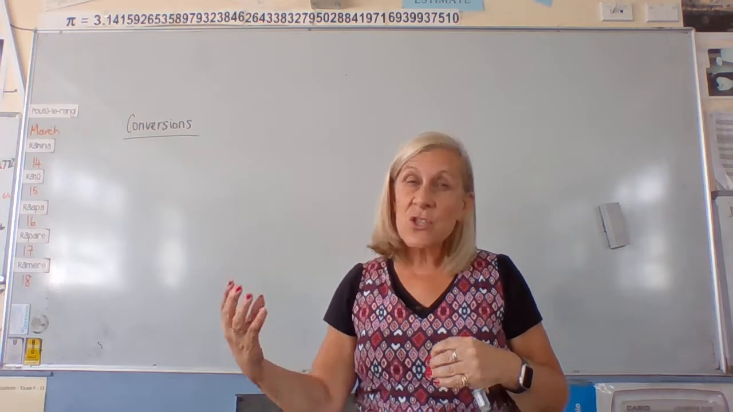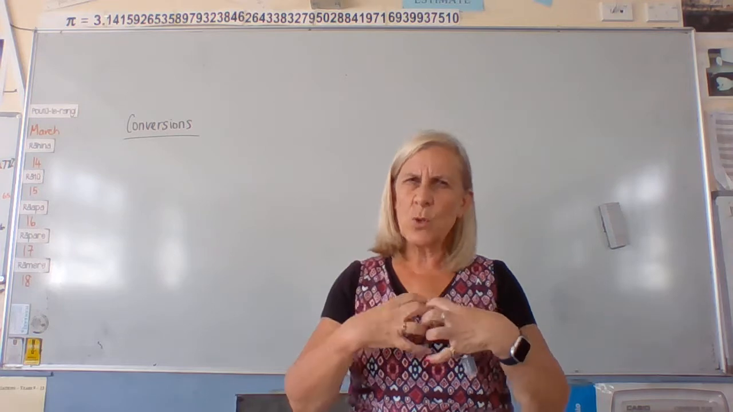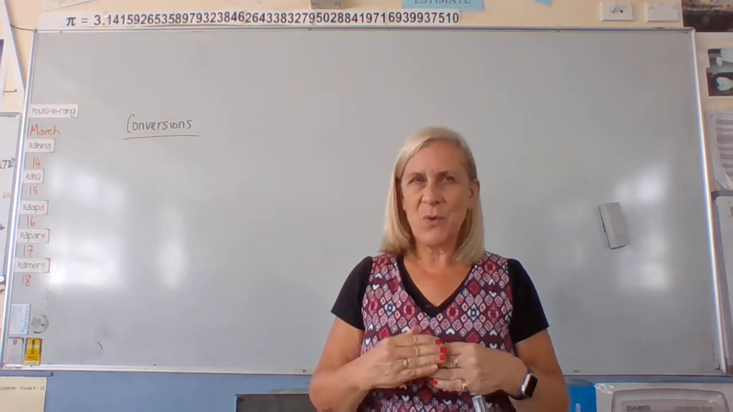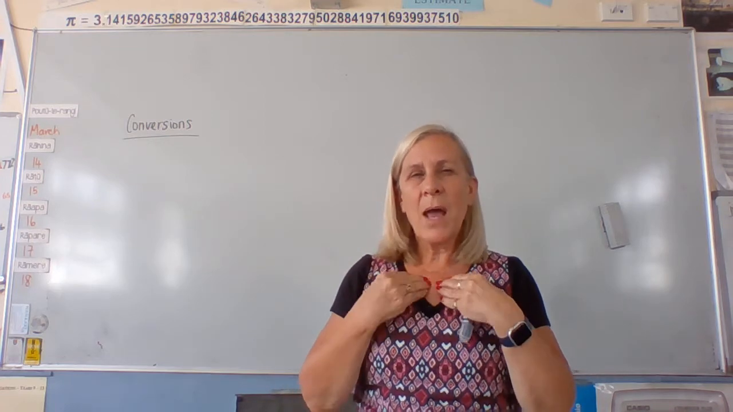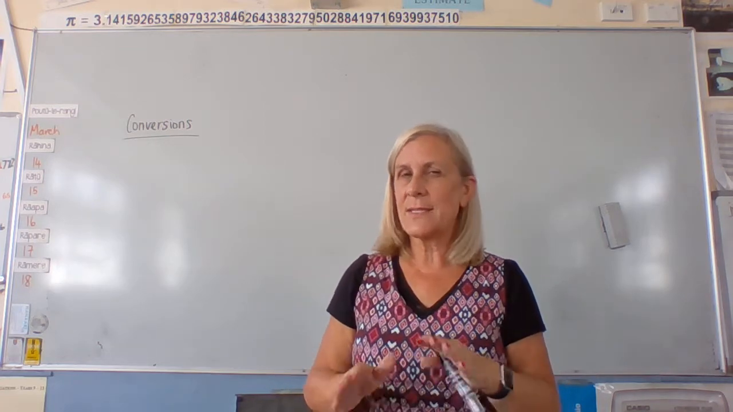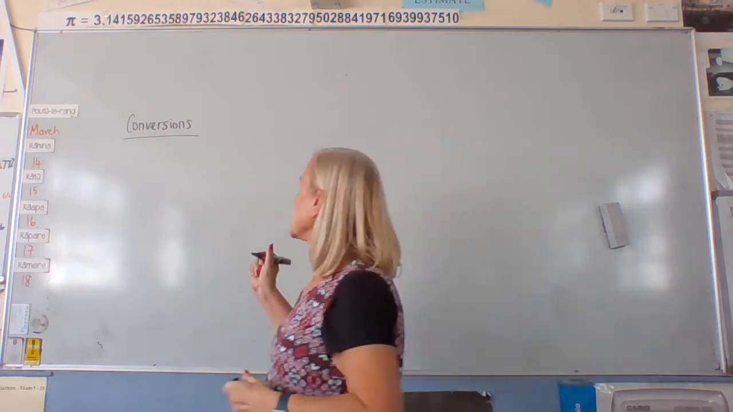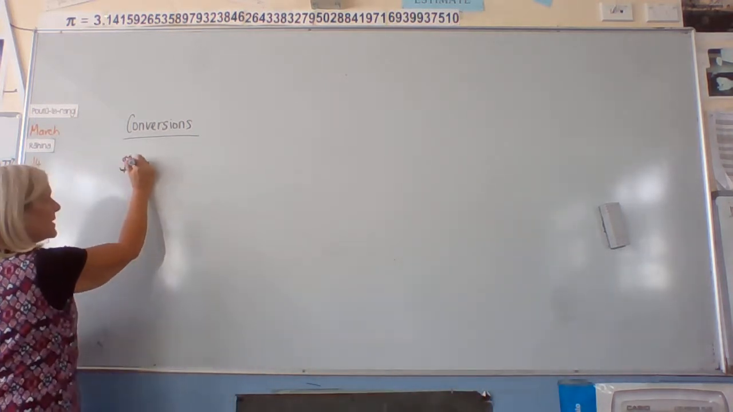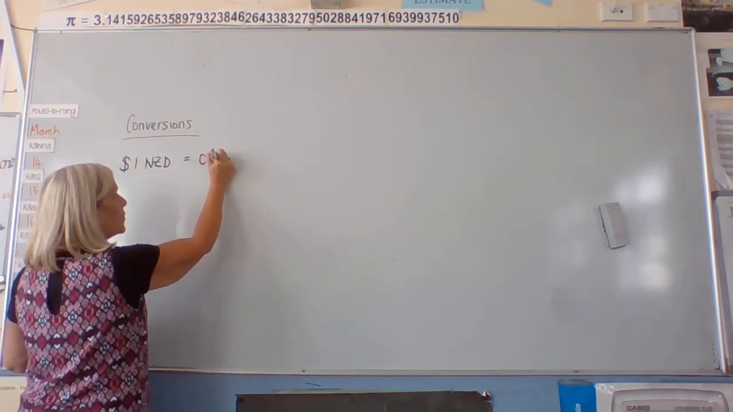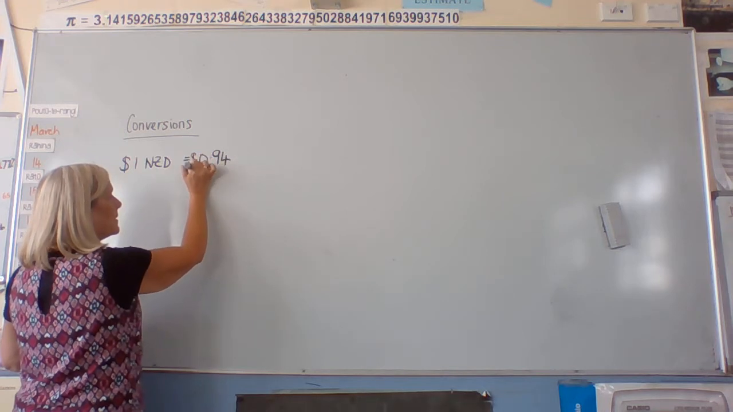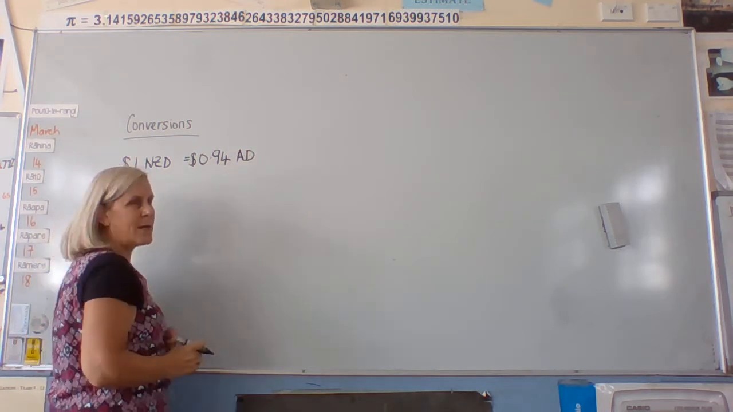Now, we don't get as many Australian dollars as we get for our dollars because their money is what's called stronger, so their money is worth less. Our money is worth less, sorry. So my $1 here, according to the rates that I'm doing this on, is worth 94 cents in Australia. So 1 New Zealand dollar is worth 94 cents in Australian dollars. All right?